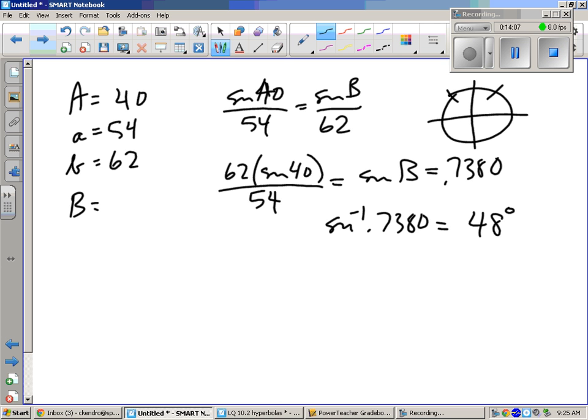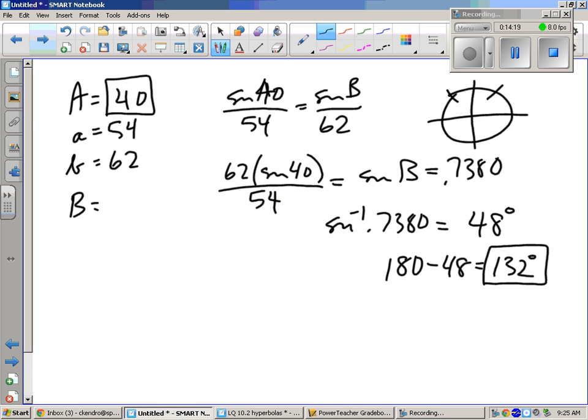48's about here, the other one's here. Just take 180 minus 48, and I get 132. Now think of adding 132 with my original 40 to get angle C. And it's only 172, which is under 180. So this is the case where we're going to have two solutions.